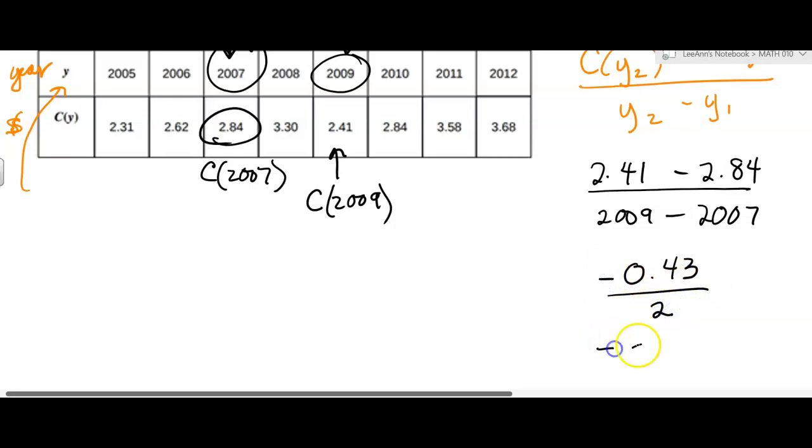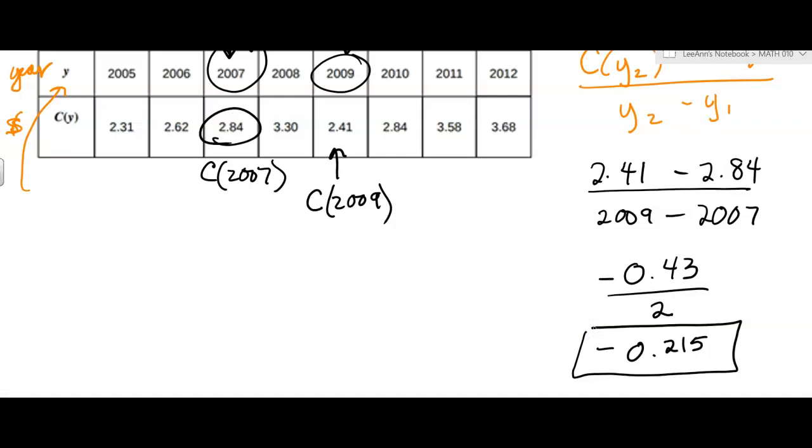So if I divide that out, I'm getting an average rate of change of negative 0.215, or about negative 22 cents. Over that time period, it went up, but then it went back down. So the overall average rate of change was negative about 22 cents. Okay? We're going to do some more examples, but this gets you started.